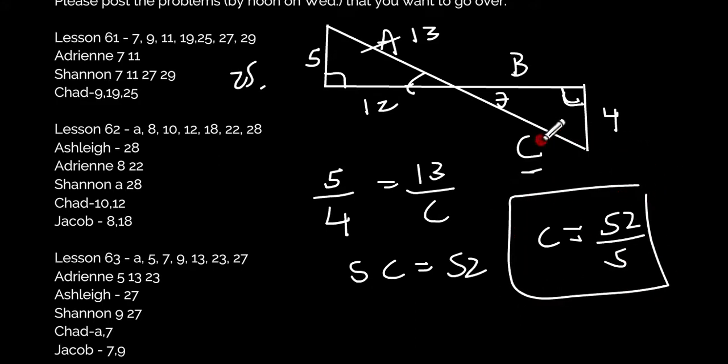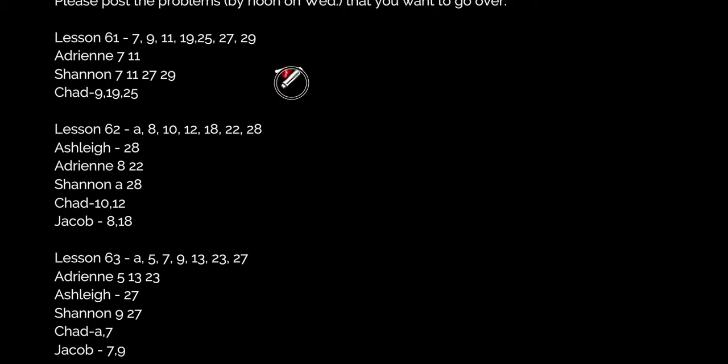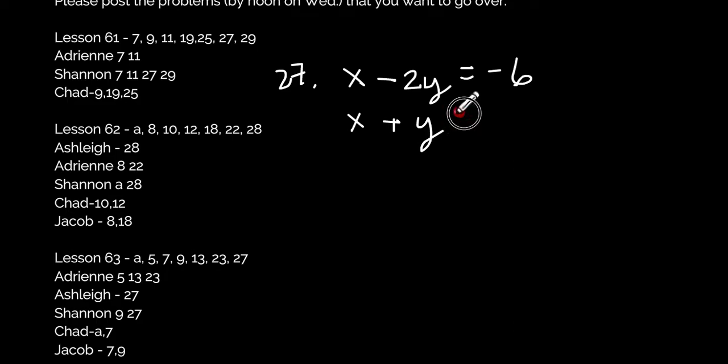Okay, next one is 27. Just kind of don't want to be here all day. 27, you are supposed to solve by graphing. So the equations are, hold on, let me write them down. Solve it by graphing. Then you're supposed to use elimination or substitution to find the right answer. Don't stop short of using elimination or substitution to find the accurate answer.